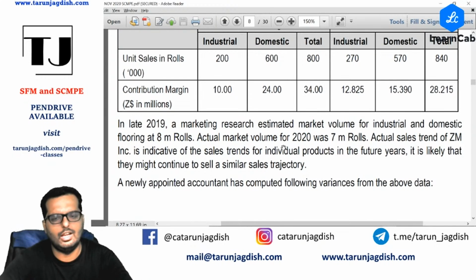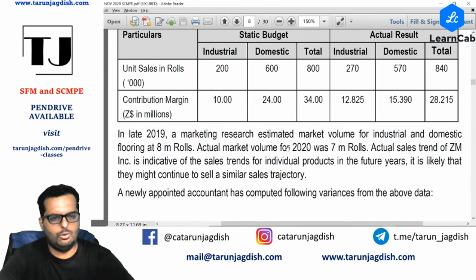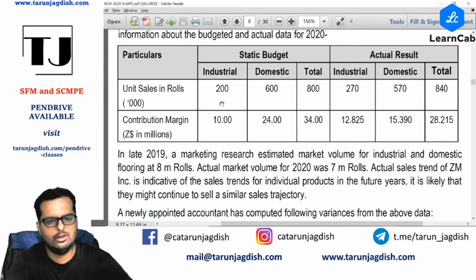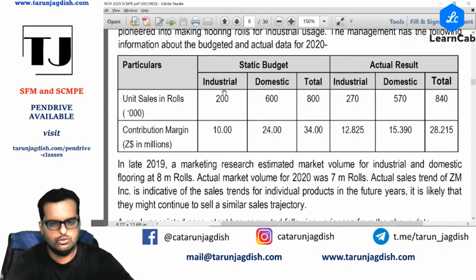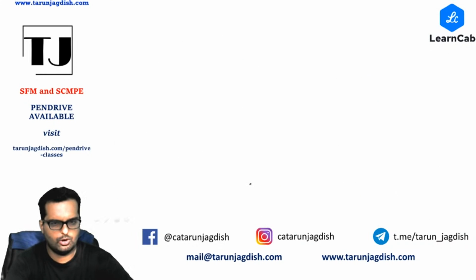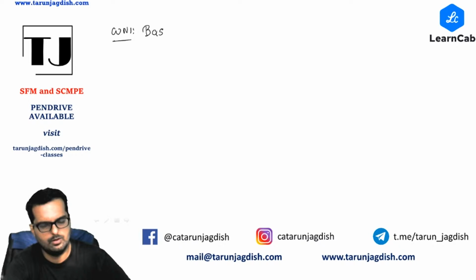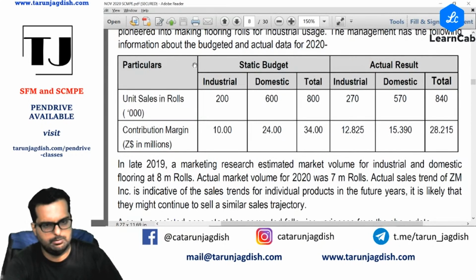Okay friends, here we are having industrial, we are having domestic, we have a budget and we have the actual data also available. Alright. So first thing what we will do is they have given the total contribution and they have given the sale volume. So let's divide and get the contribution per unit. So I'll draw a table called working note 1 basic data. Let me copy down the same table, but I would like to find out the contribution per unit.